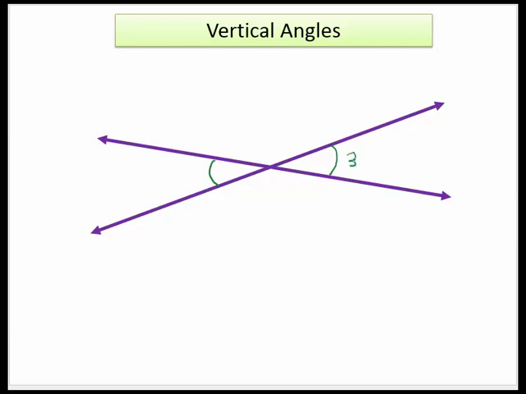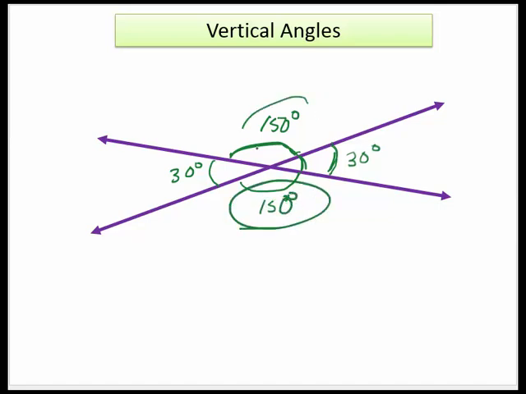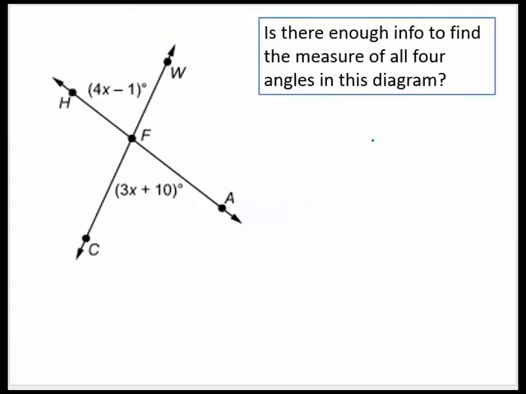So maybe these are 30 degrees. If that's 30, guess what? This is also 30. And if this one was 30, I bet you could figure out what this one is. Don't you agree that this plus this has to add up to 180? So this would be 150, which means this one down here is 150. So there's two sets of vertical angles in this diagram. This 150 and this 150 degree angle are vertical, and this 30 degree angle and this 30 degree angle are also vertical. So that's what vertical angles are.